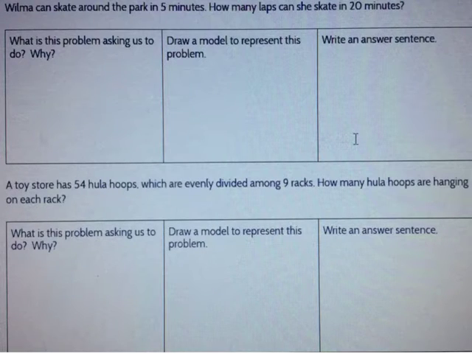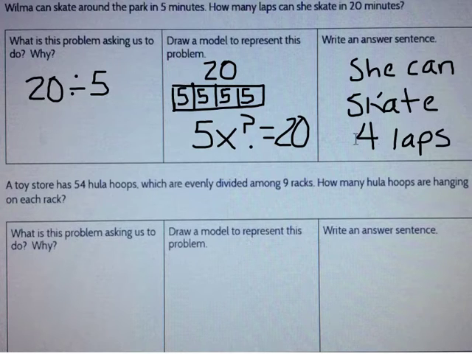Now you try the next 2 examples. Wilma can skate around the park in 5 minutes. How many laps can she skate in 20 minutes? This problem is asking me to split 20 minutes into groups of 5 minutes. So I need to find 5 times what equals 20. When I do that, I find that Wilma can skate 4 laps in 20 minutes.